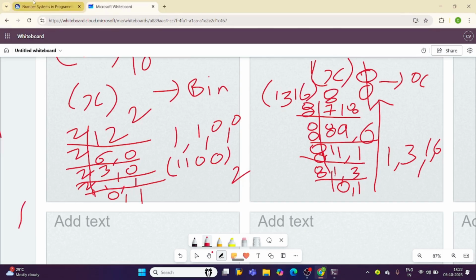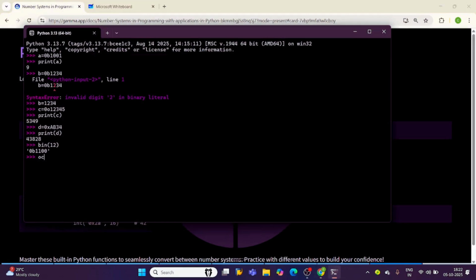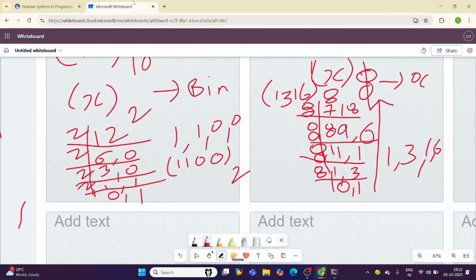Let me do it in Python. Just open it, oct of 718, and we get 1316, which is equivalent to our result.